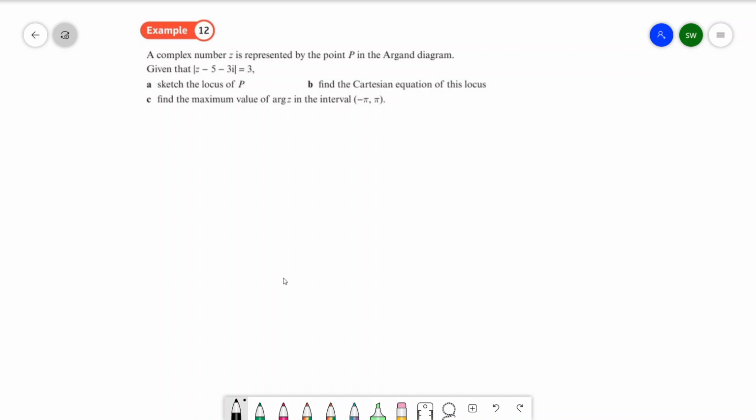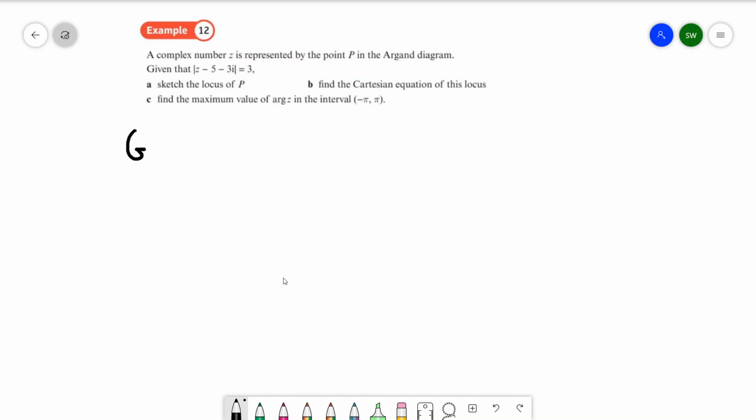Okay, so we've got a complex number z, and we know that it satisfies this condition. So when it says sketch the locus of these points, we basically want to sketch a diagram that shows where z could be on the Argand diagram.